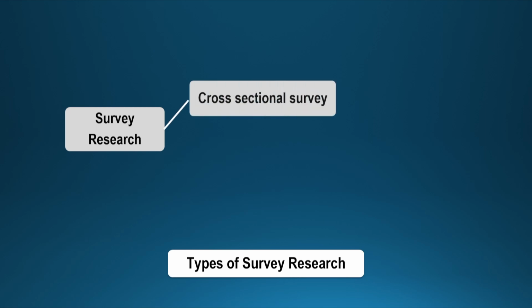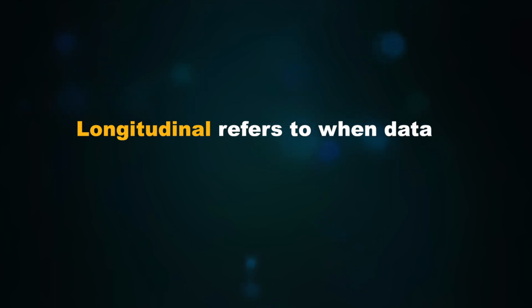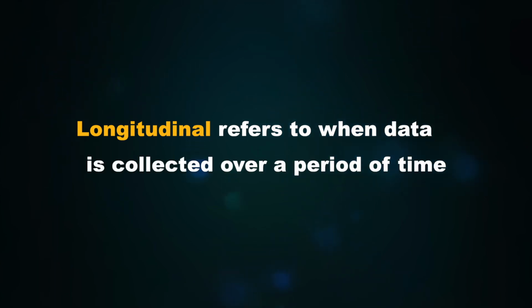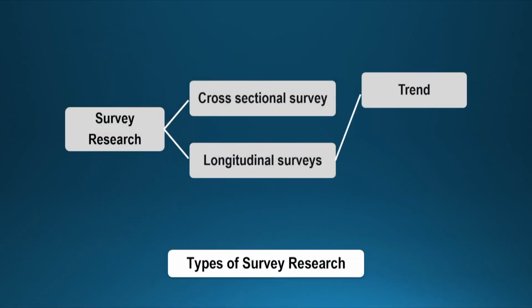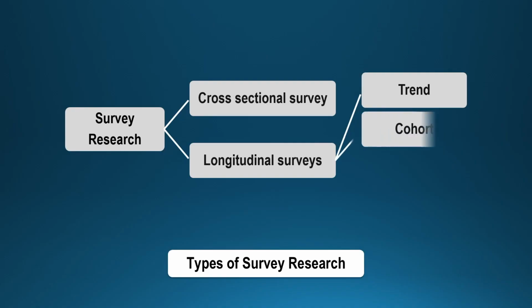Survey research can also be classified into cross-sectional survey, where a snapshot of a defined population is taken and data is collected, or it can be classified as longitudinal survey. As the term indicates, longitudinal refers to when data is collected over a period of time, and longitudinal surveys can be trend surveys where we try to determine the trend. For example, you are interested in enrollment trend for the last 10 years, whether there is an increase or decrease in the enrollment in a particular discipline, or it can be a cohort study which includes a defined population, but different samples are selected over a period of time from the same defined population.